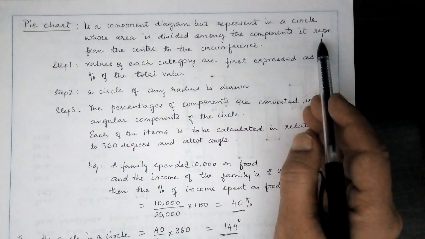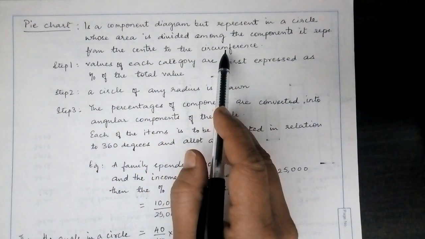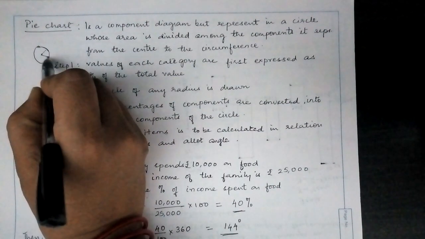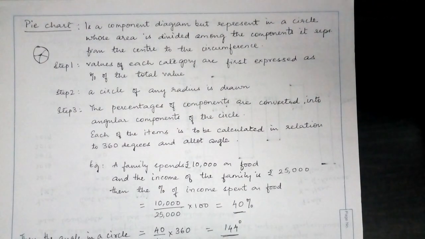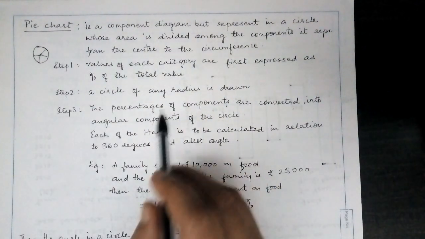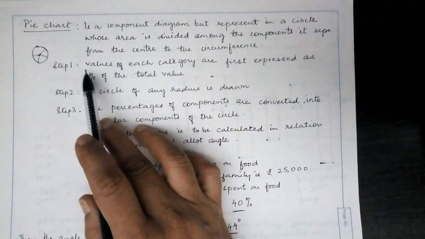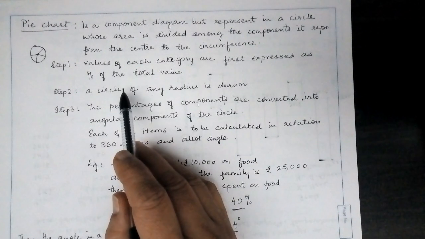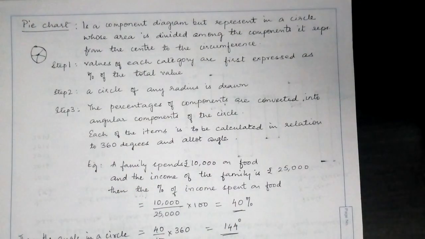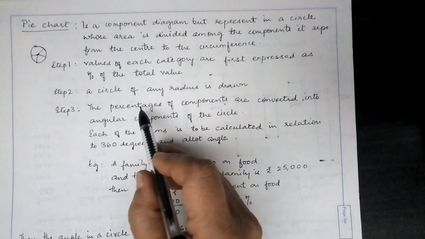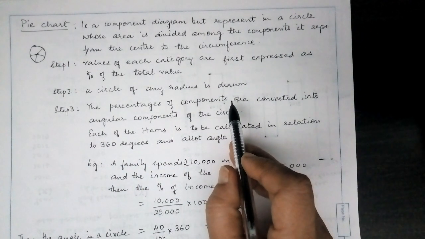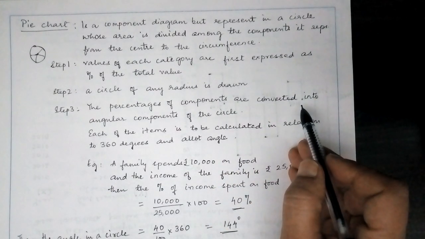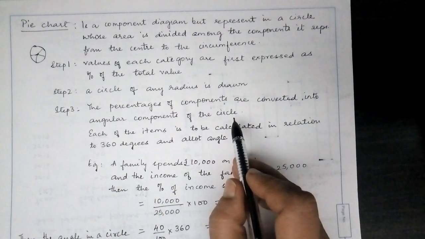It represents from the center to the circumference. So if this is a pie, then from the center we will divide it into parts or components. Step 1. Values of each category are first expressed as percentage of the total value. Step 2. A circle of any radius can be drawn. Then step 3. The percentages of components are converted into angular components of the circle.